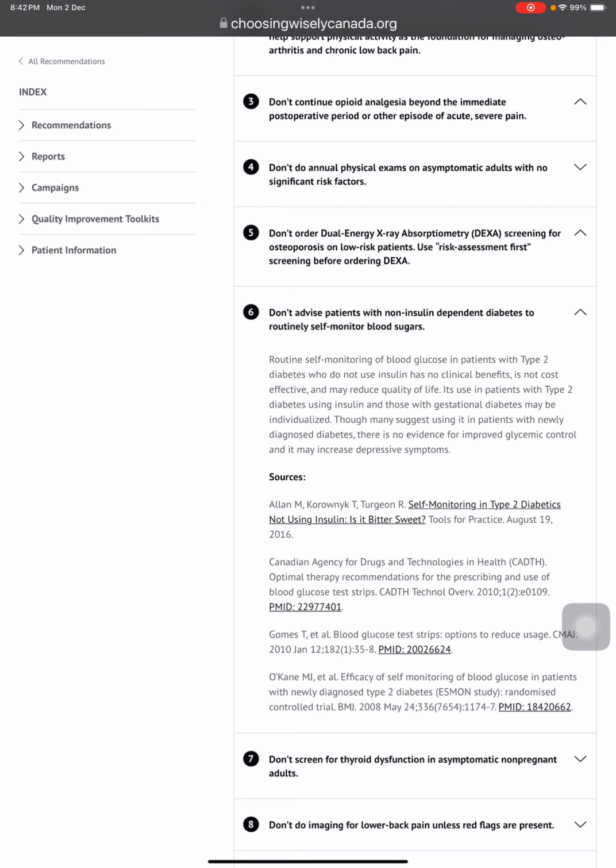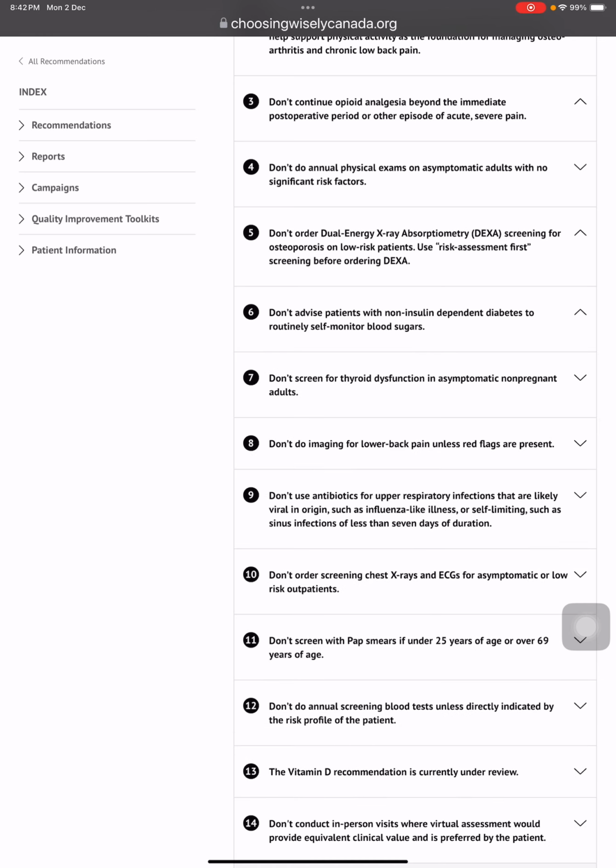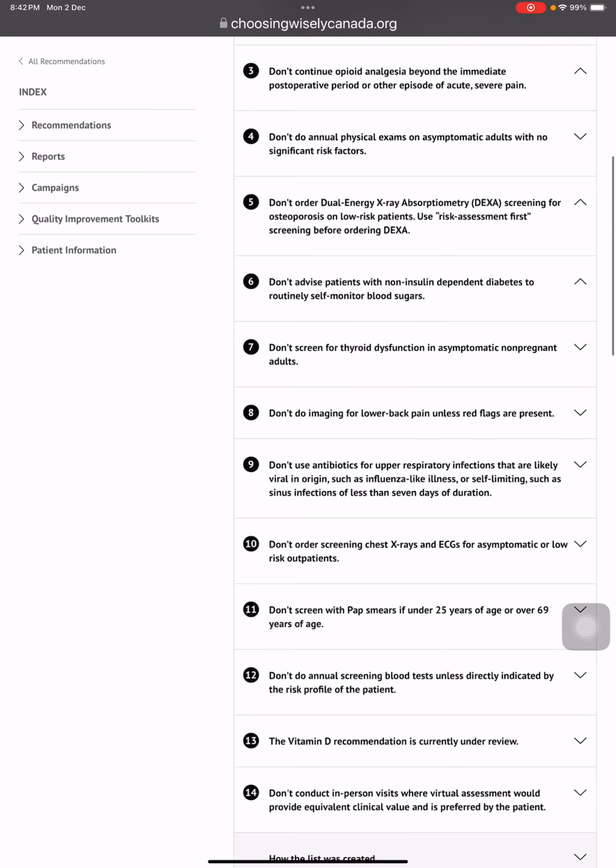So they are not recommending it for type 2 diabetes patients not on insulin. For those on insulin, you recommend monitoring blood glucose levels. But if the patient is, let's say, not on insulin and is just using metformin, you would not recommend them to monitor blood glucose. Why? Because it increased depressive symptoms. The sugar goes high, the patient would be sad. So it's good not to monitor it every other hour. It's for patients with non-insulin-dependent diabetes.